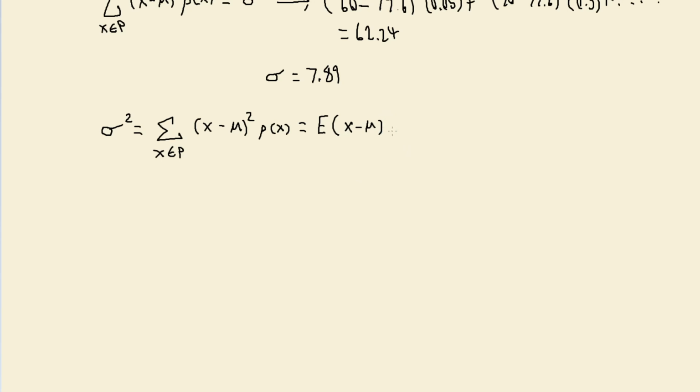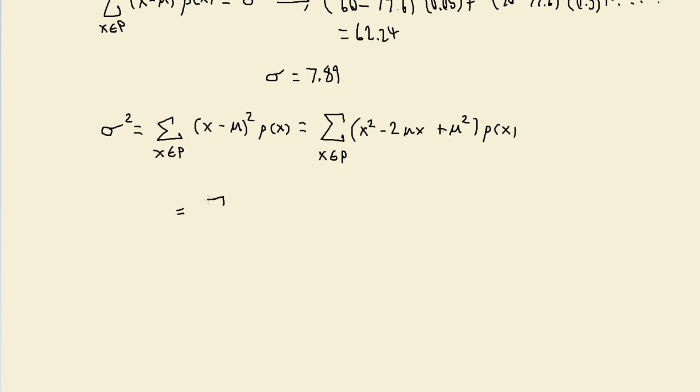But I digress. If you take this, we can break it up and distribute the square. So this would be the sum across all the elements in the population of x squared minus 2 mu x plus mu squared. Mu is the expected value, or the mean. All of this is multiplied by the probability of x. And then we can distribute this probability of x and break up these terms.